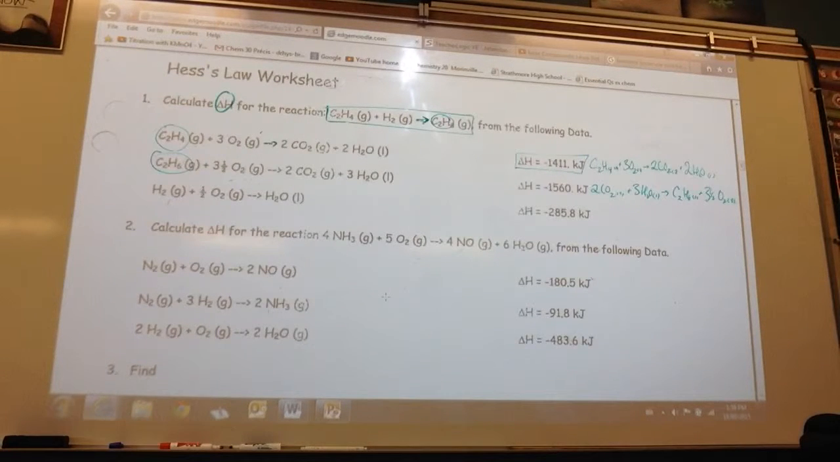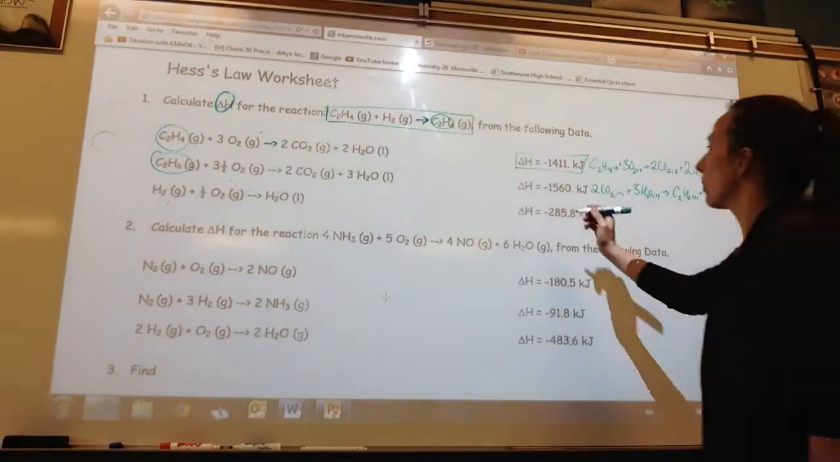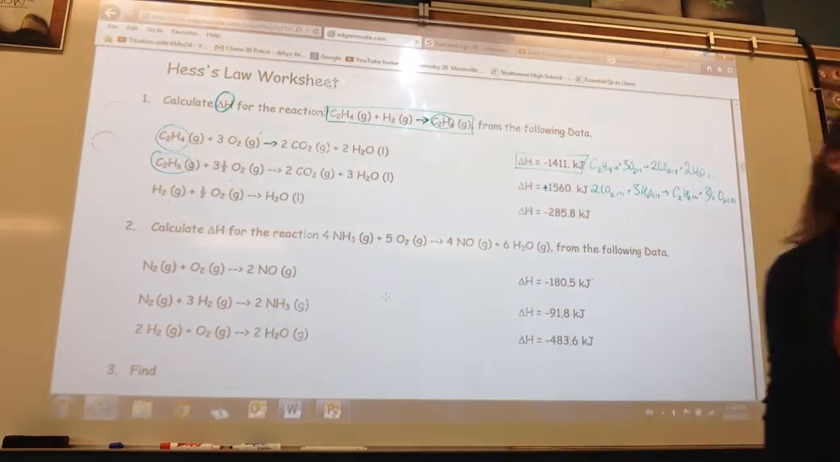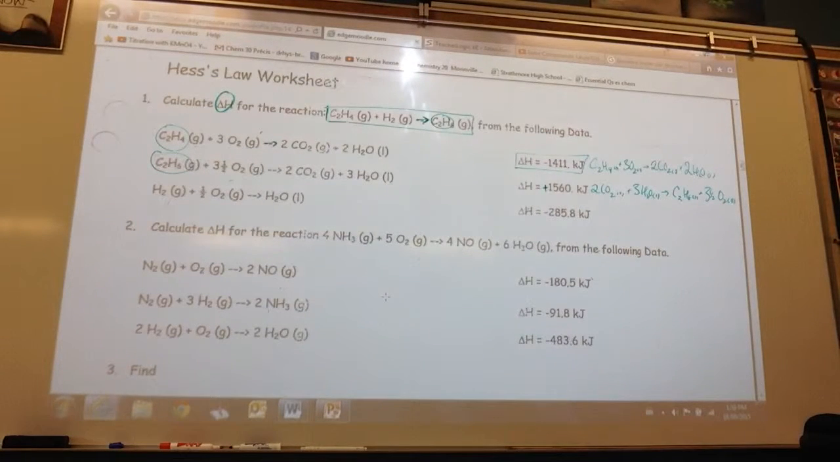If I flip the symbols, I need to flip the sign on the delta H. So right away, otherwise I will forget, I'm going to put that in, plus.